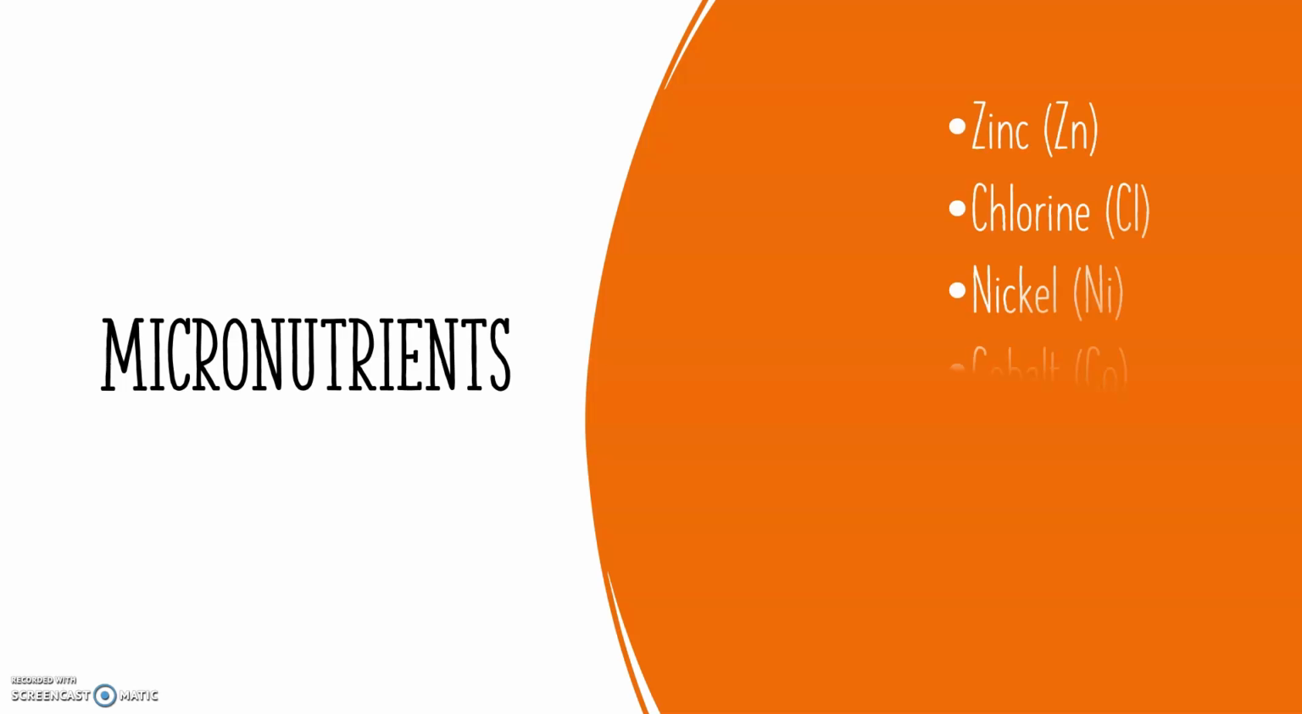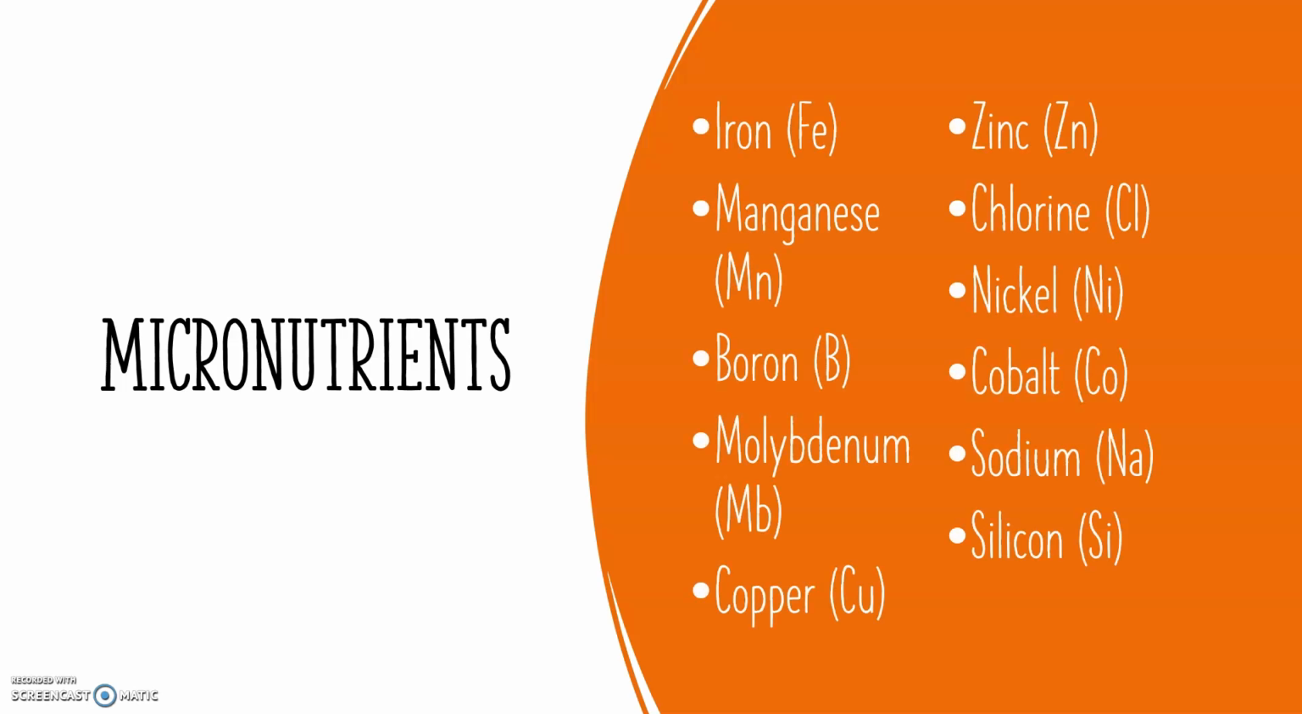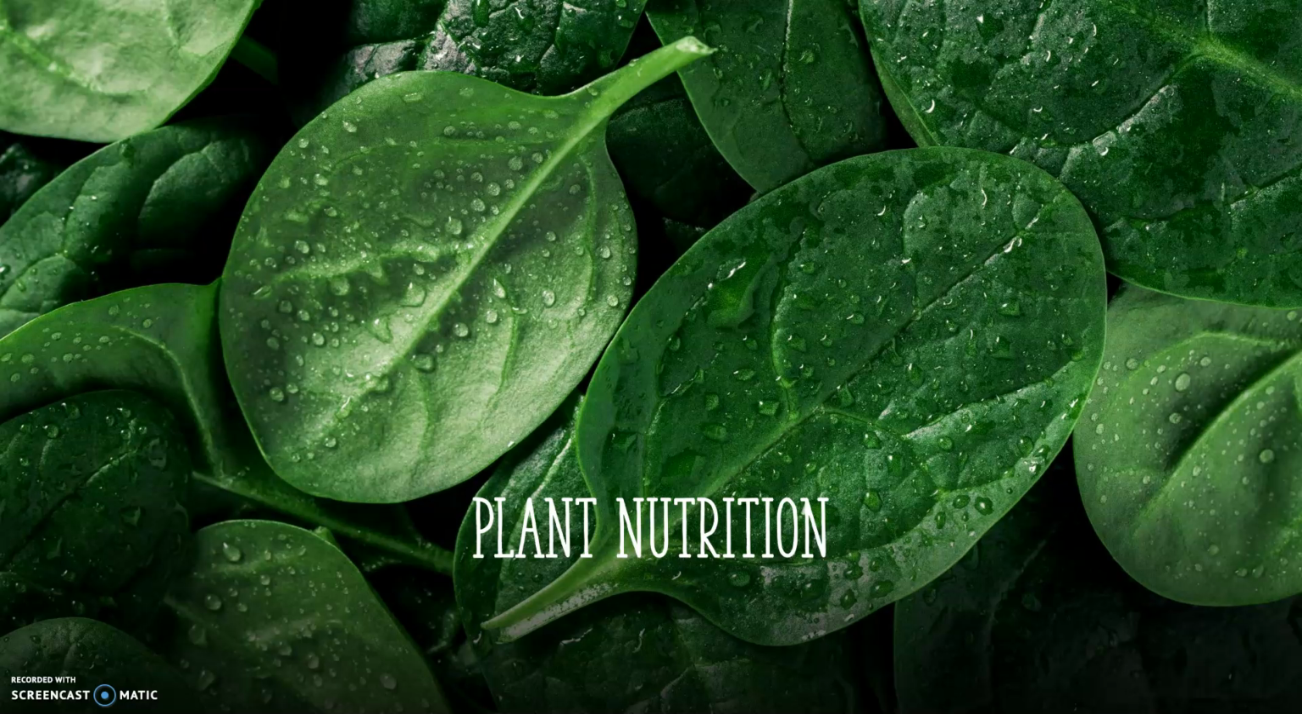Micronutrients required by plants are iron, manganese, boron, molybdenum, copper, zinc, chlorine, nickel, cobalt, sodium, and silicon. This video discussed the necessary nutrients for plants.